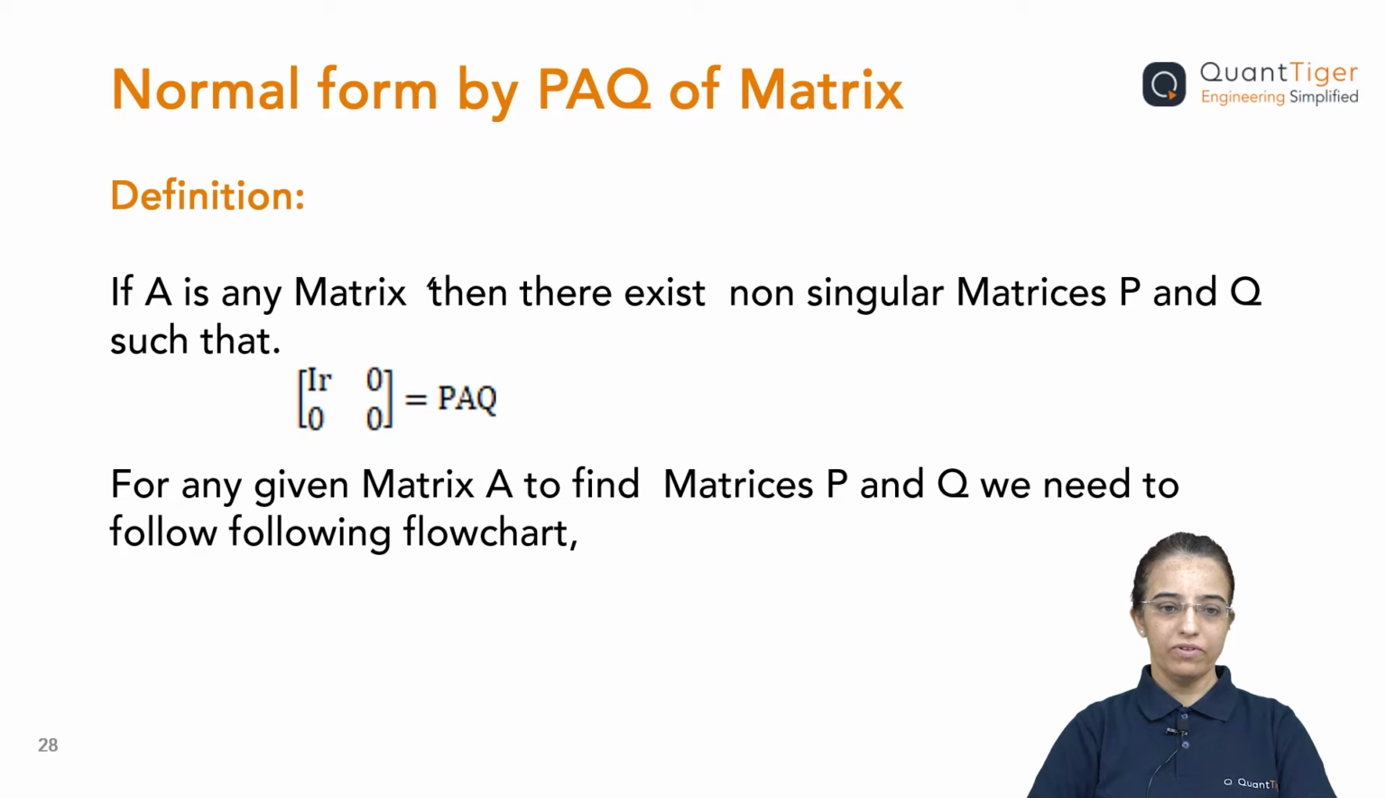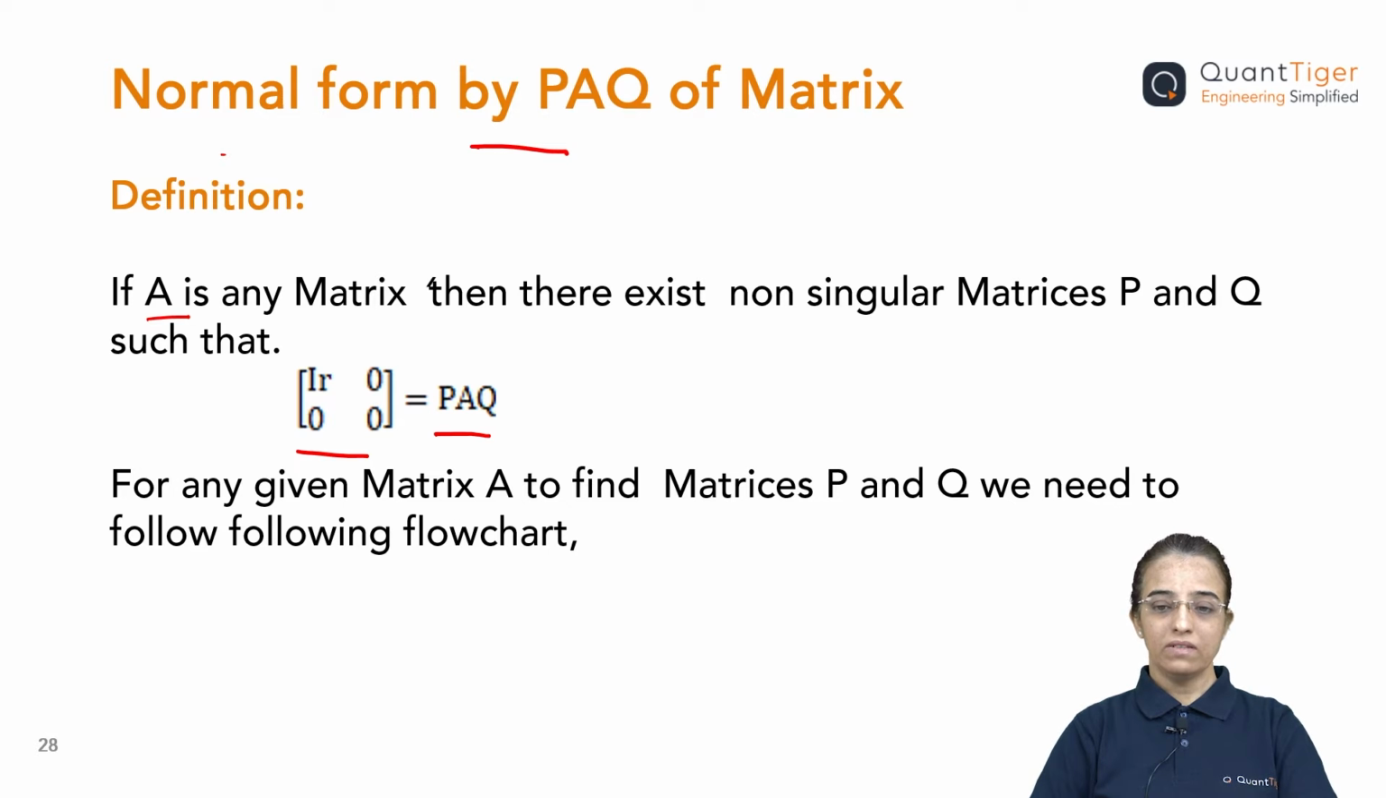So first of all we will say normal. By PAQ method we will be using for normalization of matrix. So what is its definition is, if A is any matrix, then there exist non-singular matrices P and Q such that this is the form they have given. That's a definition.